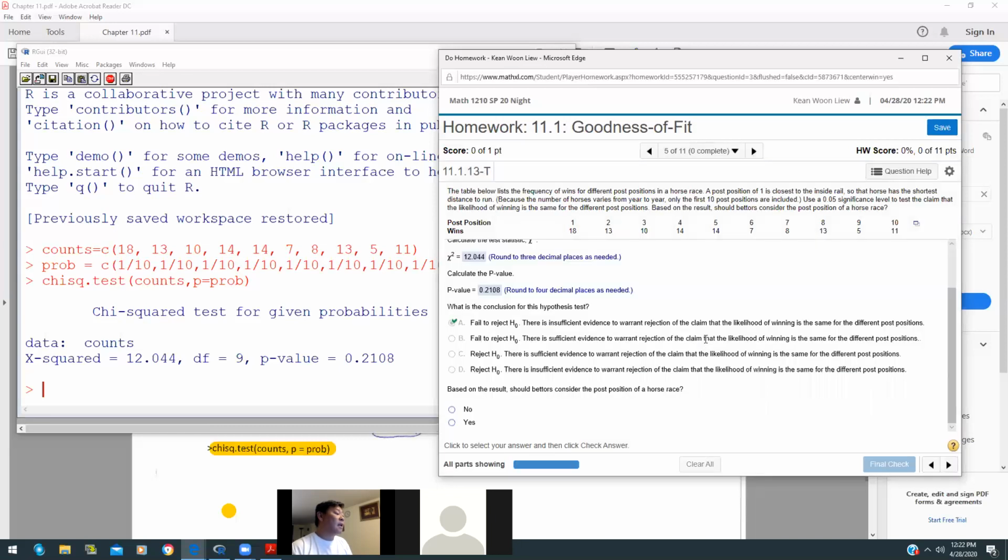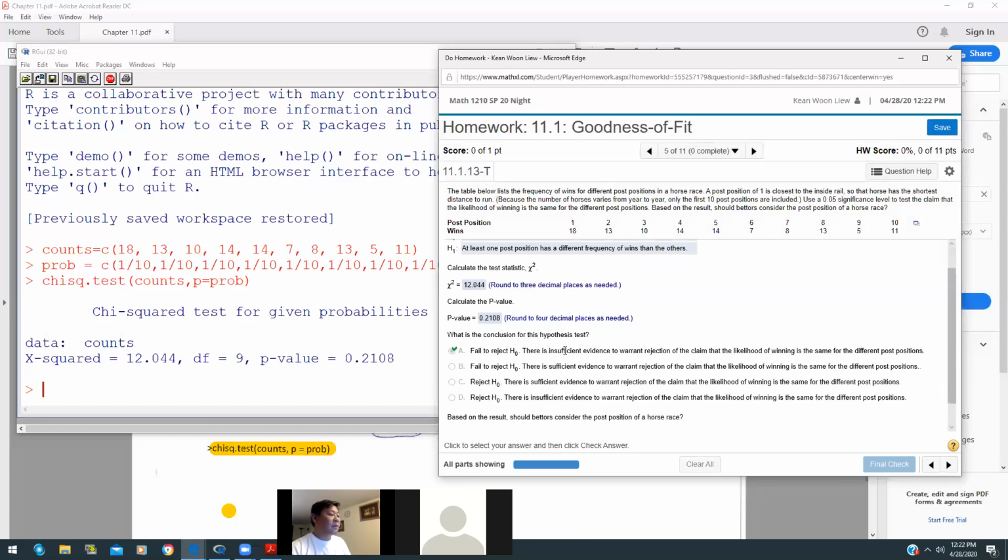Now, you notice the question asks whether one should better consider post position of horse rating. When you say it is not sufficient to warrant rejection, the words not and warrant rejection cancel out, meaning what? The likelihood of winning is the same for different positions. This is the conclusion you make. Again, insufficient and warrant are 2 negations, so you can cancel them. What do we mean by the likelihood of winning being the same in different positions? It means that no matter which position you pick, the chance of winning is the same.